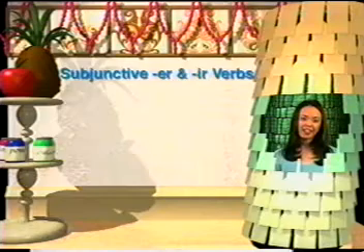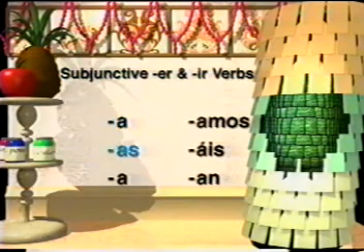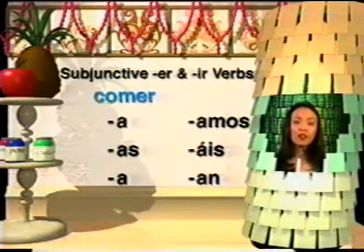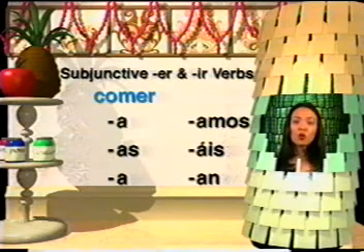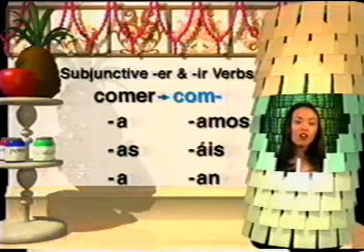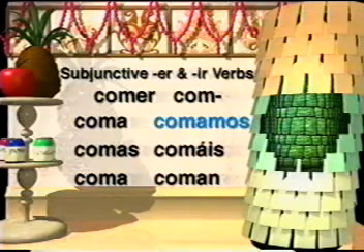All right. Now let's look at the ER and IR verbs. They work the same way. They just have a different set of endings. A, as, a, amos, áis, an. Let's use comer. First we put it in its yo form, como. Next, we chop off the O, and now we're ready for our ER, IR endings. Coma, comas, coma, comamos, comáis, coman.